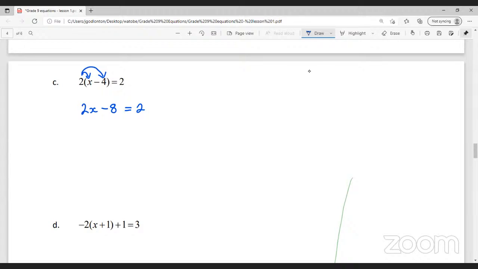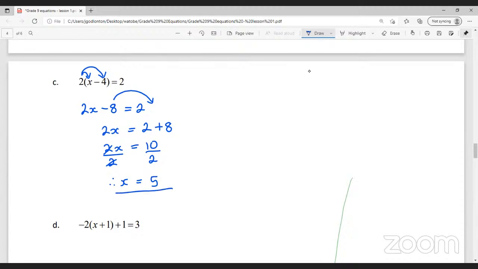So I want to have my x's on one side and my numbers on the other side. I'm going to move this 8 over, and it's currently a minus 8. So it's going to become a plus 8. And I'll have 2x, which is equal to 10. And now I need x to be alone. So I'm going to divide that side by 2, and I'm going to divide that side by 2. And I get an answer of x equals 5.